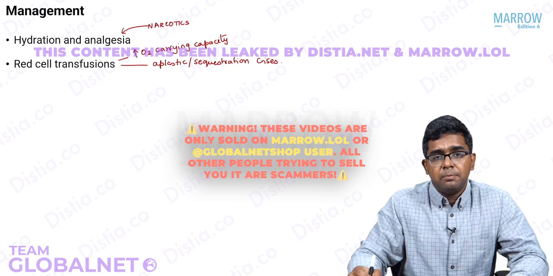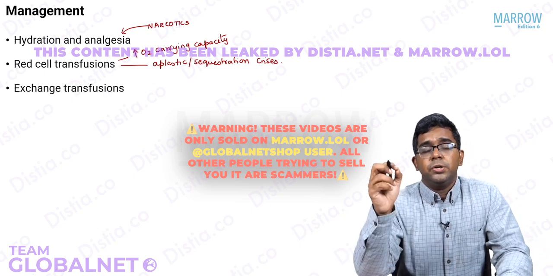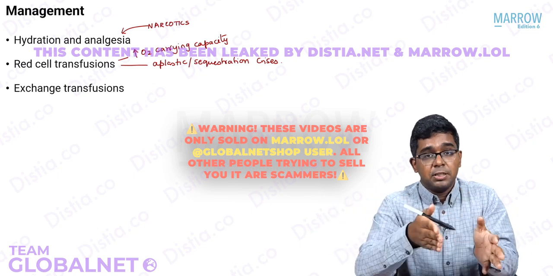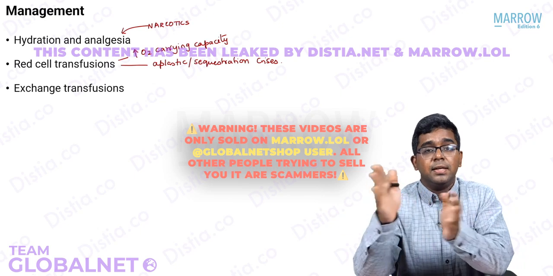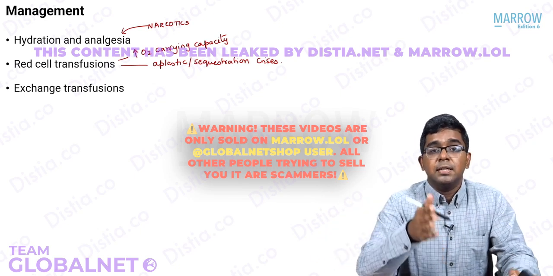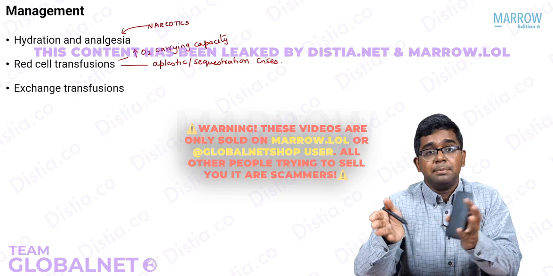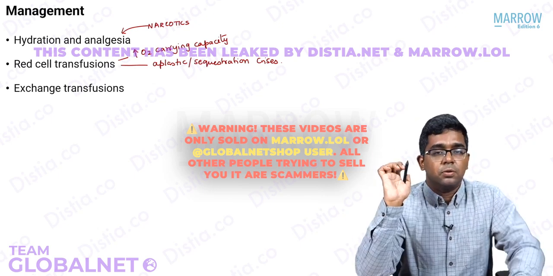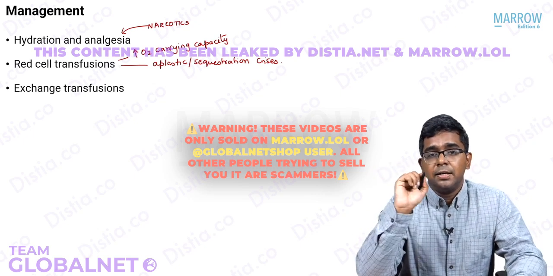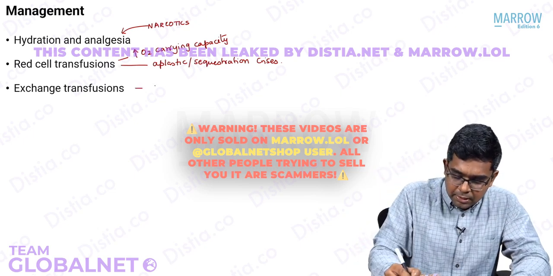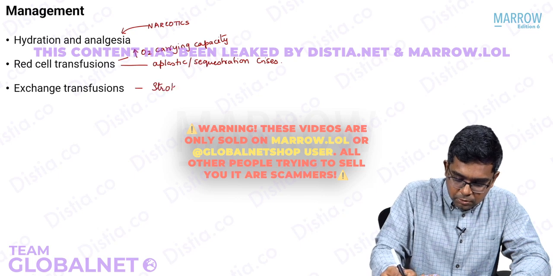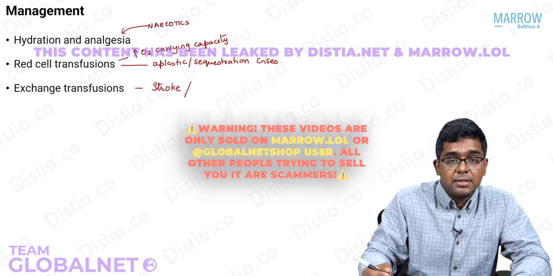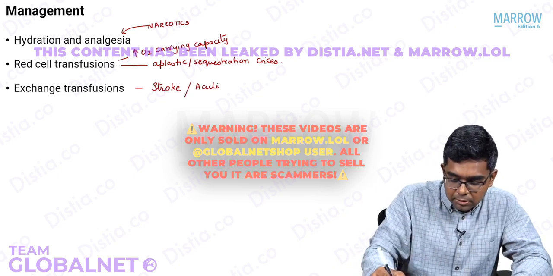A third important aspect of management is exchange transfusion, where you exchange the patient's blood with fresh blood. Why? The patient's blood contains a lot of sickled RBCs. They are replaced by normal RBCs. That is why it is called exchange transfusion. Now exchange transfusion again is not indicated in all cases. In situations like stroke, because of vaso-occlusion in the cerebral blood vessels, stroke can occur. There it is very helpful. And the second condition where it is helpful is acute chest syndrome.